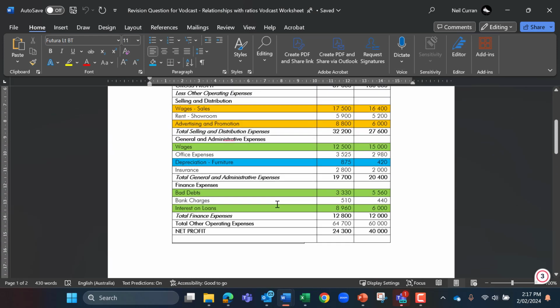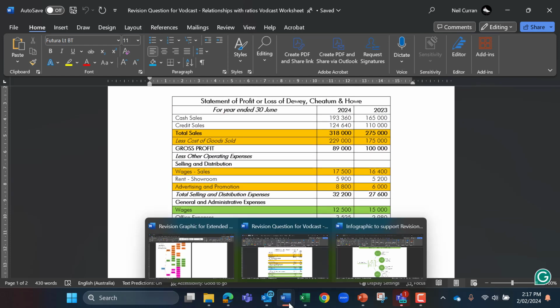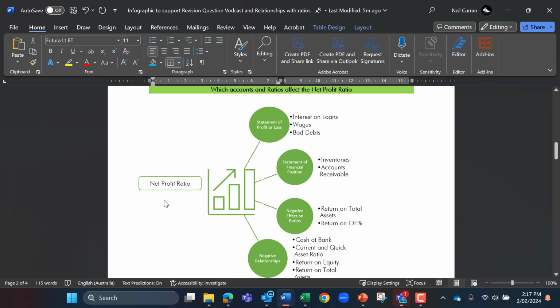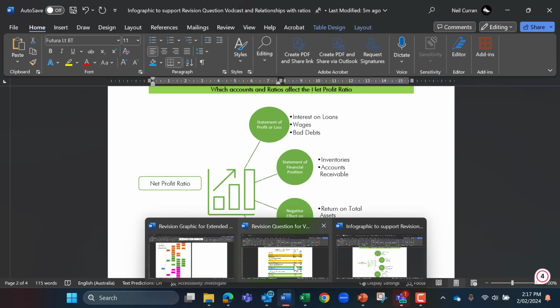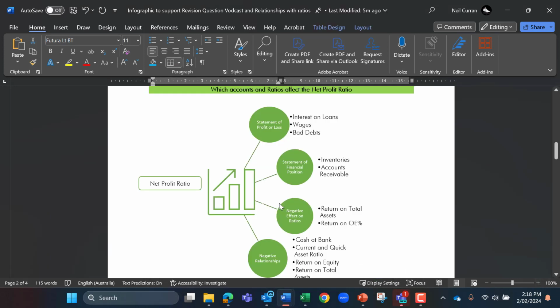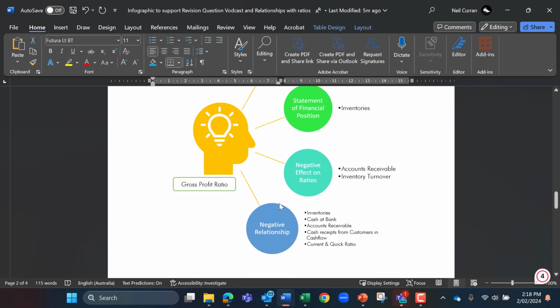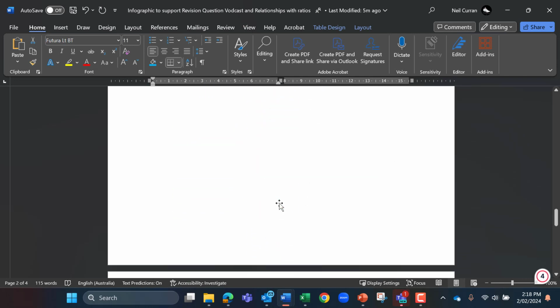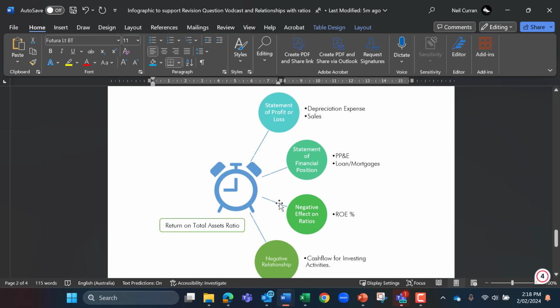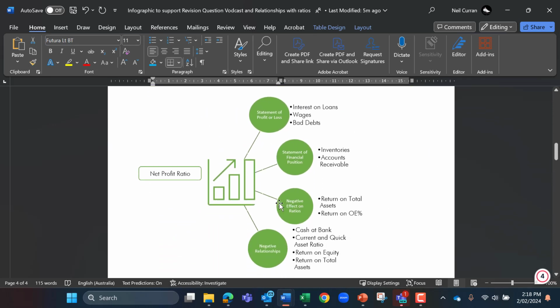Now, I've tried to color code each of these according to the issues. So if we skip back to the infographic, we can see here the net profit ratio is in green, and your statements have green in here as well. Your gross profit ratio is in orange, and likewise they'll be highlighted in orange, the key accounts and ratios, and the net profit return on total assets ratio will be in blue.